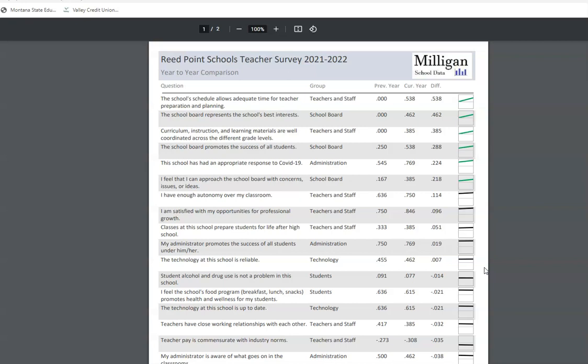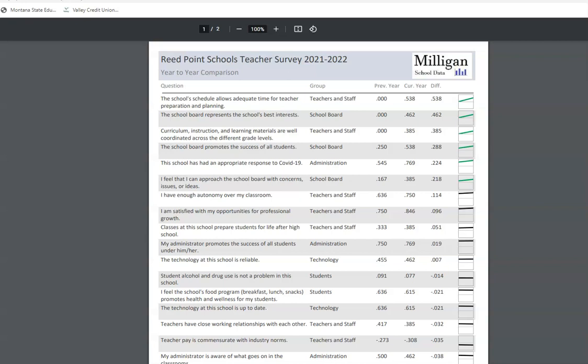My hope for all of these surveys really is that administration, school board, leadership will look at the results of their survey, choose 1 or 2 questions that they want to focus on, implement changes and interventions, and then look at their scores the following year to see if those changes and interventions had an impact. And that's what this report is designed to do. It's to show you if the changes that you had throughout the school year have had an impact on the scores.